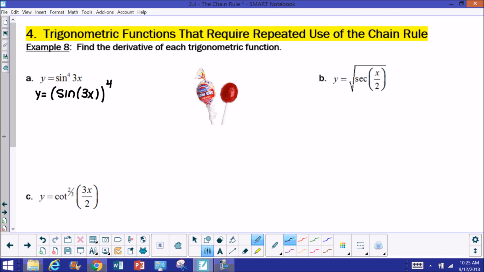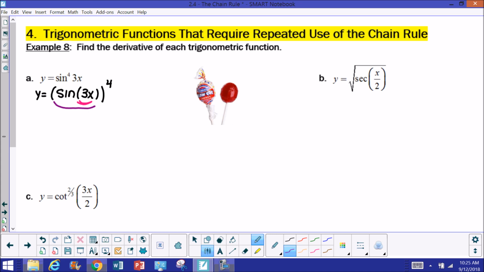We talked about how this is the way that you would have to enter something like this into a graphing calculator, like the TI-84 or the TI-Inspire. Now let's go back to our Charms Blow Pop analogy. Now we have something else going on. We have the bubblegum center, which is the 3x. We have the candy shell, which is the sine of 3x. And then we have this whole thing to the 4th power, which is the outside of the candy shell, which would be what? The wrapper. That would be the wrapper, right?